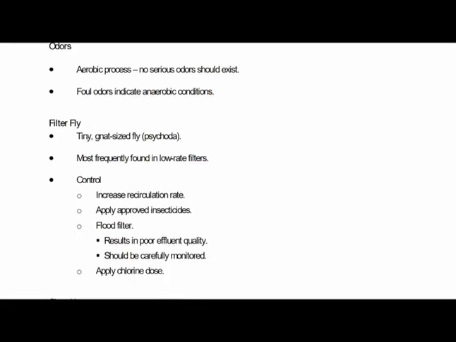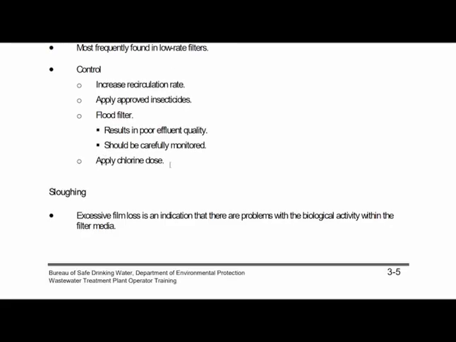Filter flies. Tiny gnat-sized flies, or psychoda, are most frequently found in low-rate filters because that has time to pond up. So that's why that happens. To control, increase the recirculation rate. Apply approved insecticides. Flood the filter. But flooding the filter results in poor effluent quality and should be carefully monitored. Or you can apply a chlorine dose.